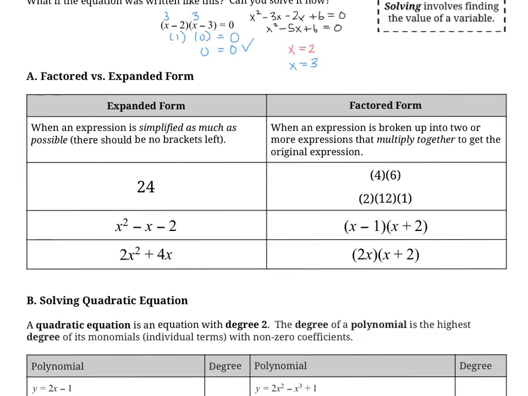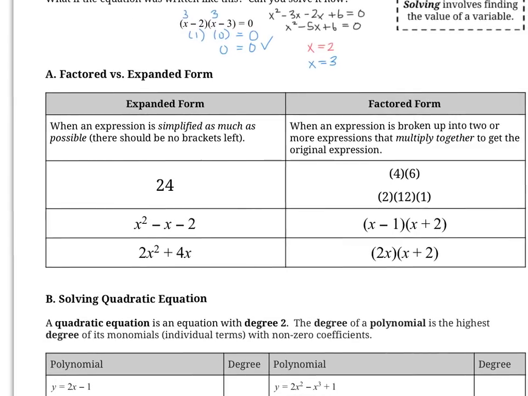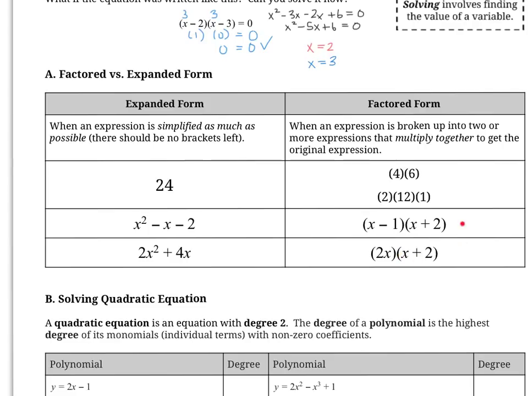2x is the first factor, times x plus 2 is the second factor. It's going to give us this expanded expression. And remember, the whole point of factored form is that when it's factored, we can guess and check solutions. Here, it might be very difficult to guess what the solution is if this is equal to 0, but here it's much easier.